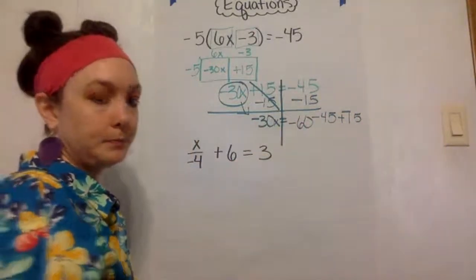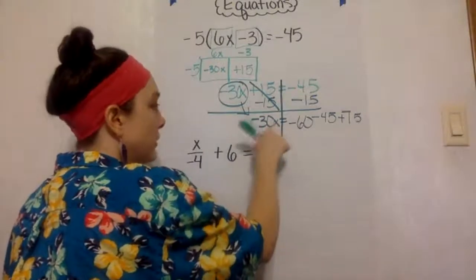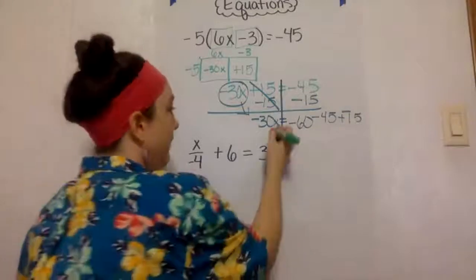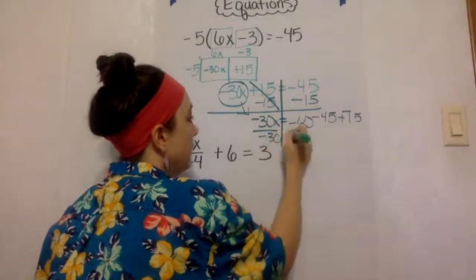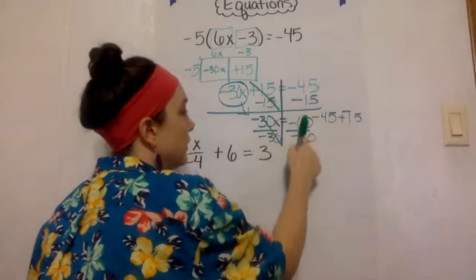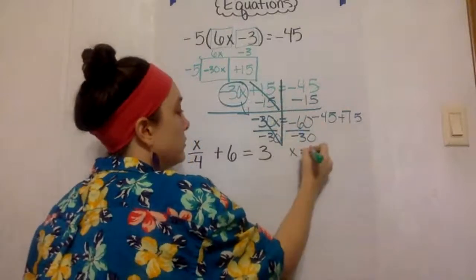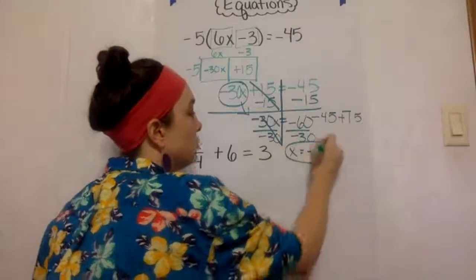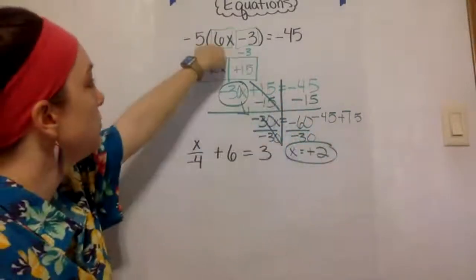All right. Now, this operation, a number and a letter beside each other, is multiplying, so we need to divide. -60 divided by -30. X is negative divided by negative. My answer is going to be positive. 60 divided by 30. My answer is 2.